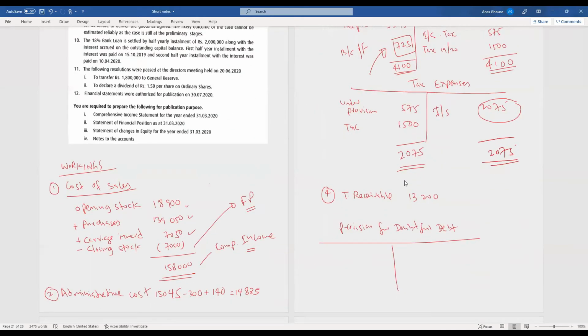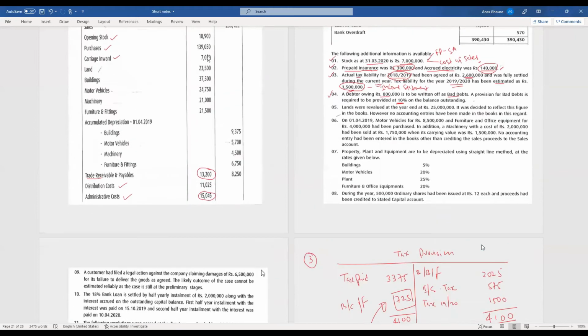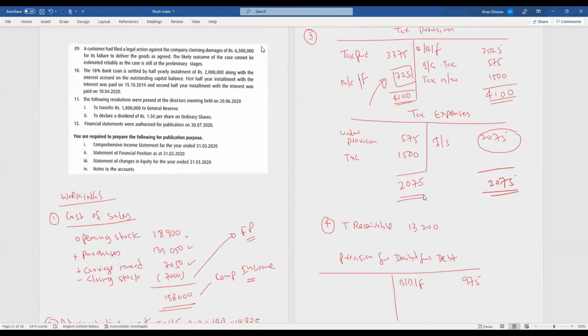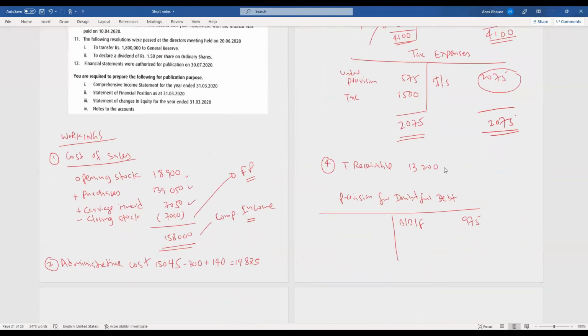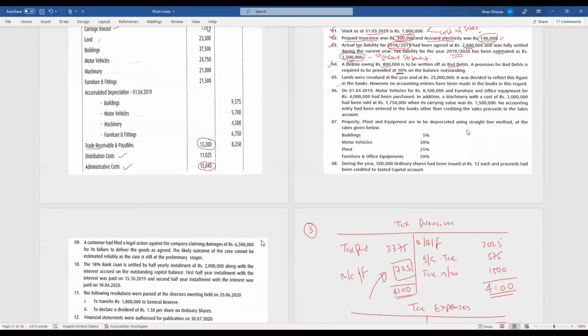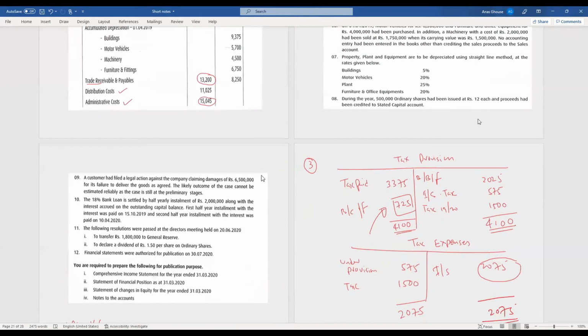Okay, so there was an opening balance of 975. Now you need to write off bad debts of 800,000. So our debtors balance will reduce by 800. So the remaining debtor balance will be how much? 11,400. Okay, on this you need to calculate 10% provision.